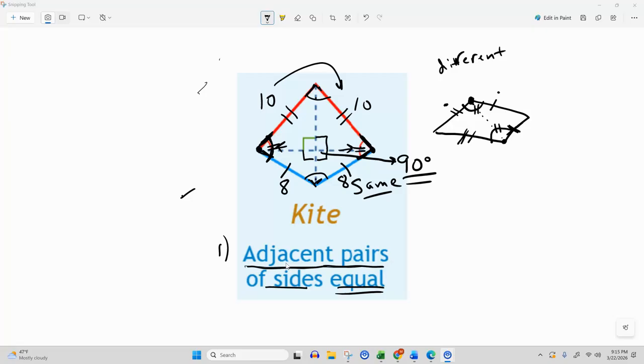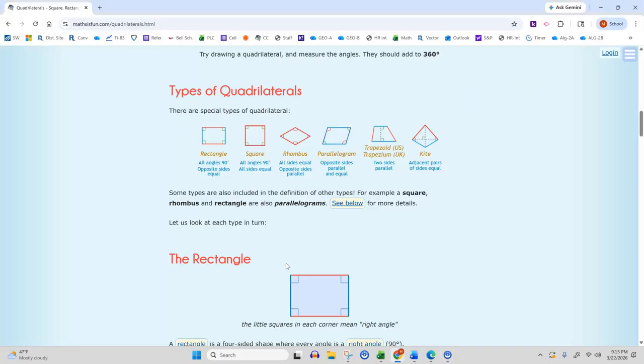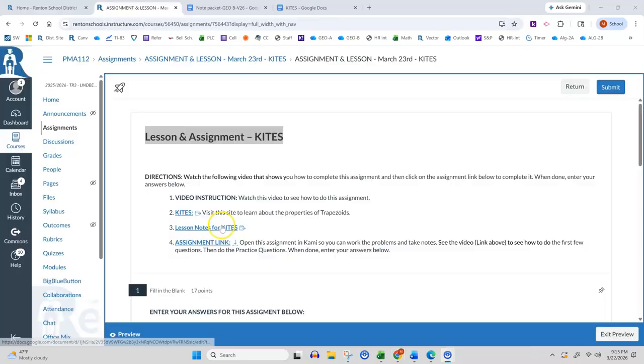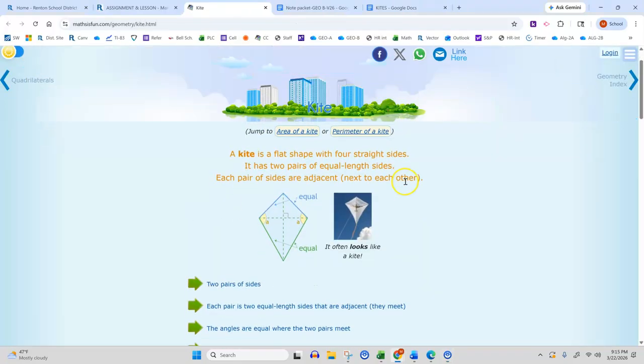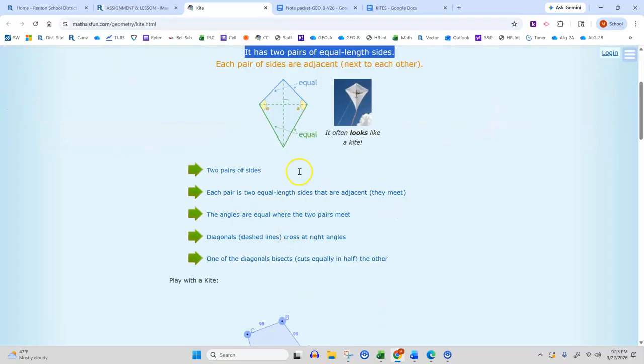So let's go back, and also, if you would like to get more information, you can go to the website over here. If you want better translation or more information, you can click on this site here, and it'll tell you more about what the kite is. It'll define it: two pairs of equal length sides. It tells you which ones are equal. So if you want to read this, go ahead and do that. Make sure you translate it. Okay, so these are the first things.